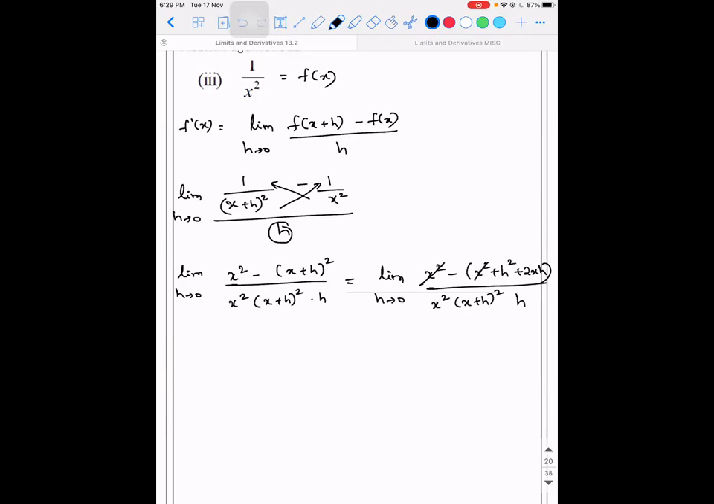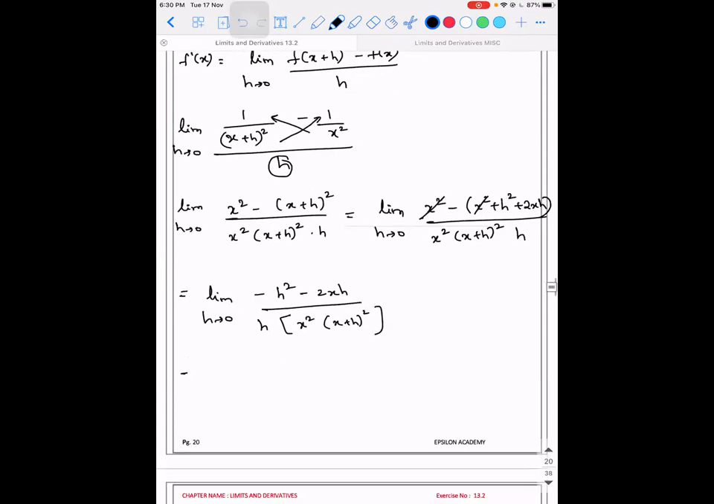So what is it that you're left with? Limit h tends to 0 minus of h square minus 2xh the whole divided by h into x square into x plus h the whole square. Correct? So this will be limit h tends to 0 minus h into h plus 2x divided by h into x square into x plus h the whole square.